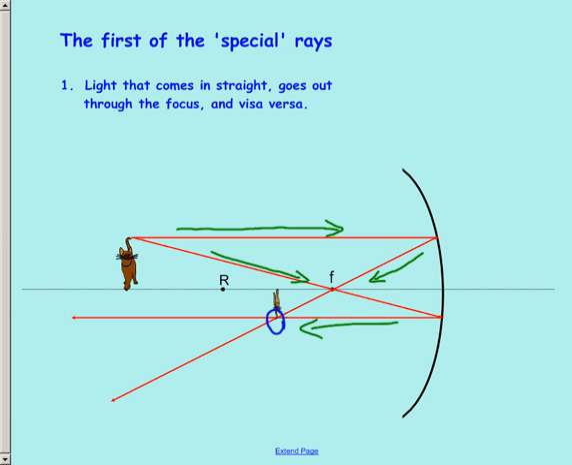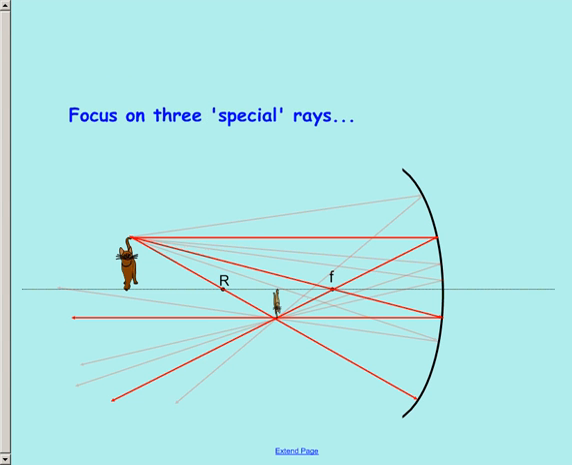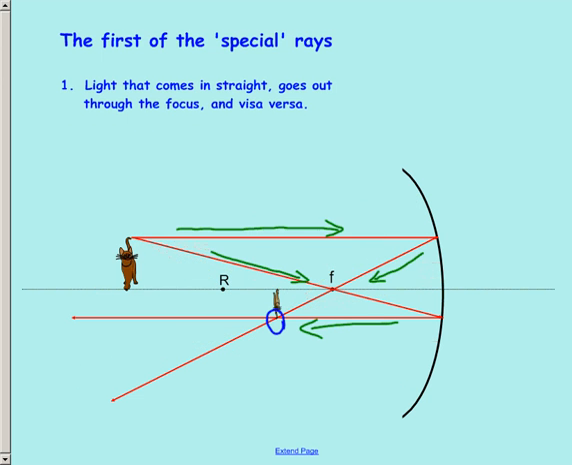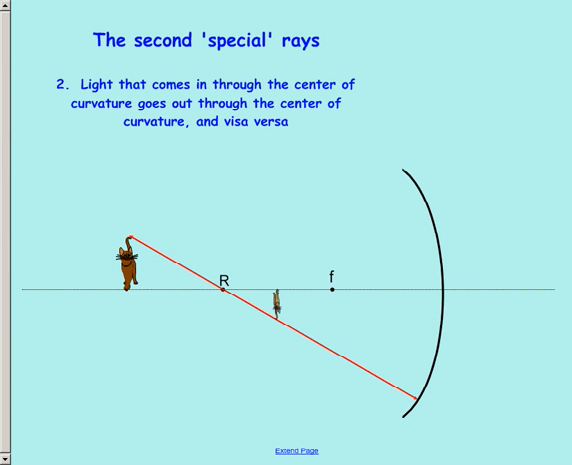All right? Notice I'm going to go back one. We have 3 special rays. 2 of them go through the focus. Those 2 rays are governed by one rule. Comes in straight, goes out through the focus. Goes in through the focus, comes out straight. Okay? You've got to know that one. It's not anywhere on any sheet for you. All right? Number 2, rule number 2 gives us ray number 3.